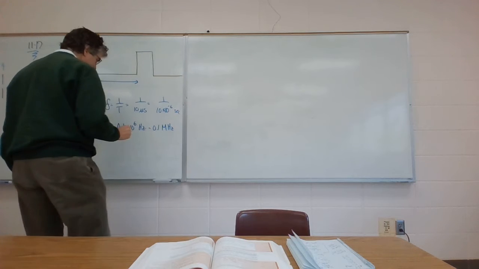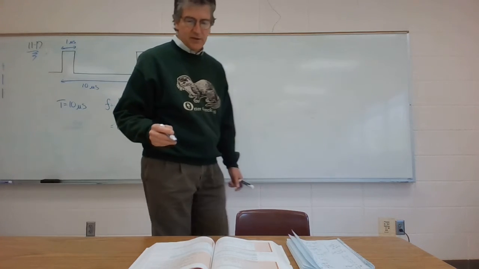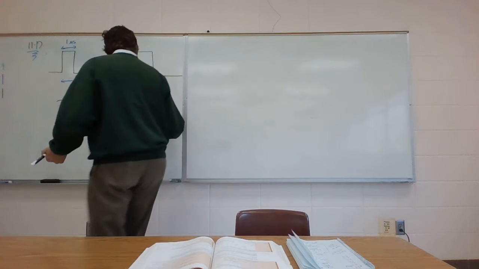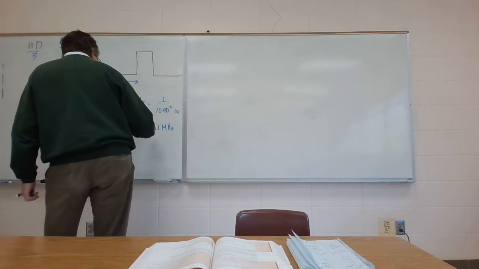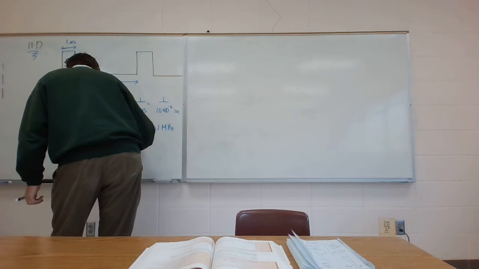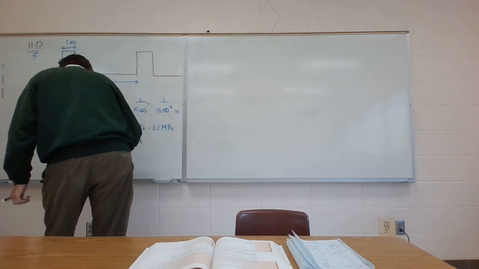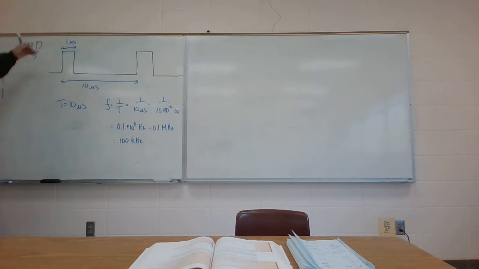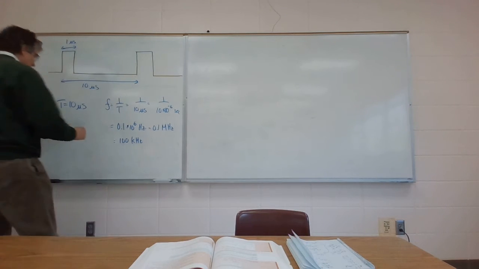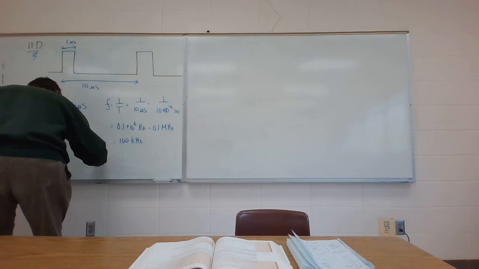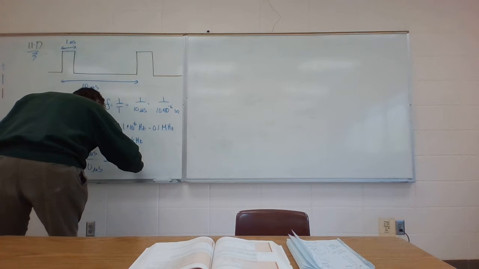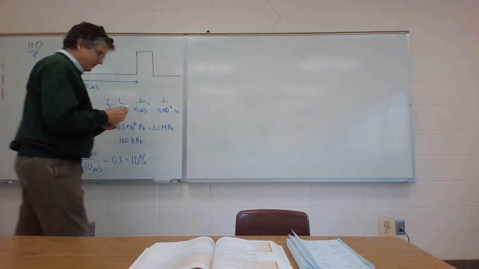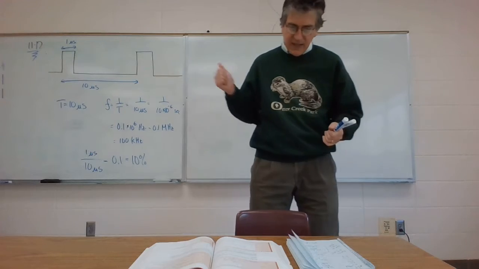All right, 0.1 megahertz, which the book wants in kilohertz, so we convert that. 0.1 megahertz would be 100 kilohertz. The duty cycle is then pretty straightforward. That's the amount of time it spends at high voltage versus the total cycle of the wave. And that is, of course, 1 microsecond out of 10 microseconds, which is 0.1, and that is 10%. So that is our answers to this.